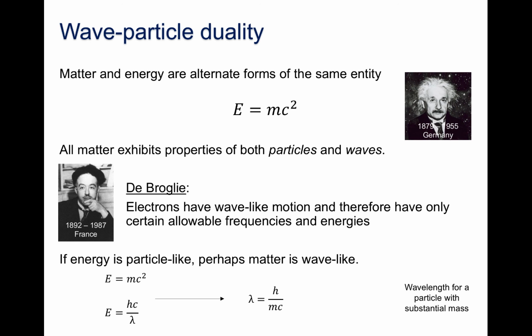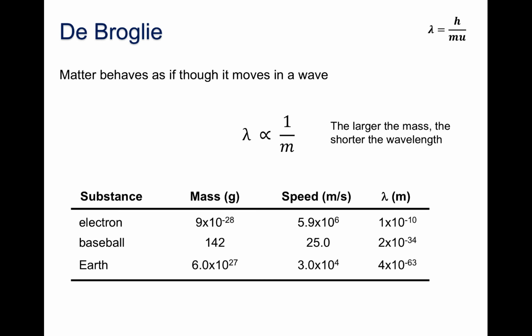However, we know that matter is not going to travel at the speed of light, so they replace the c with u, and u is just a generic speed. It's not the specific speed of light. And so de Broglie discovered that matter behaves as though it moves in a wave, and that wavelength is going to be dependent on the mass of the substance. And he showed that the wavelength is inversely proportional to the mass, meaning the larger the mass is, the shorter the wavelength is going to be.